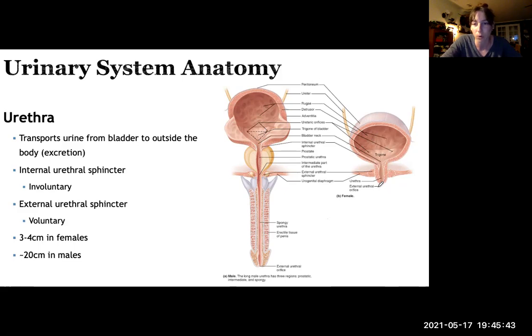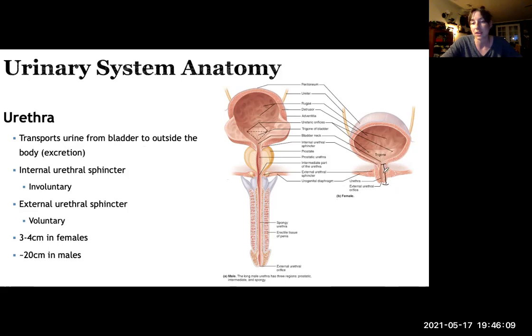You have a separate hole for peeing and a separate hole to give birth out of, right? So you have two different holes. You don't pee out of your vagina. You have a urethra and you have a vagina. It is only 3 to 4 centimeters long in females, which contributes to the fact that females tend to have a lot more bladder infections than males do.